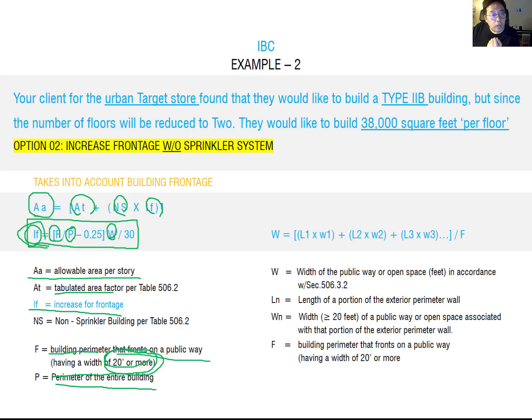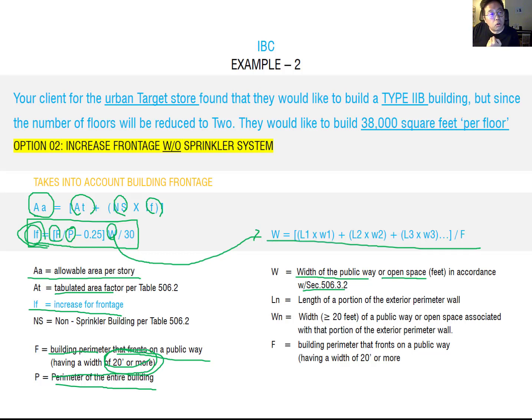What is the W value? W value is the width of a public way or open space, in feet, in accordance with Section 506.3.2. So you just need to know what the W value is. It has to be calculated from this formula.